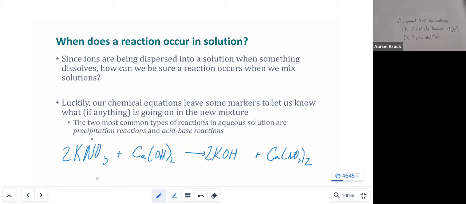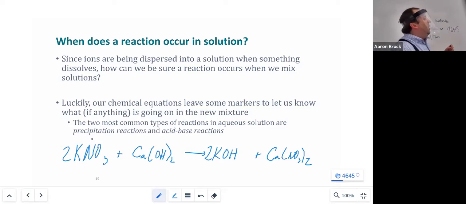So there are some clues, some markers that we look for to help us to indicate whether or not a chemical change has occurred, and whether that chemical change actually is a chemical change, or is it just a creation of a larger solution like it is in this case? So what are the things that we look for?